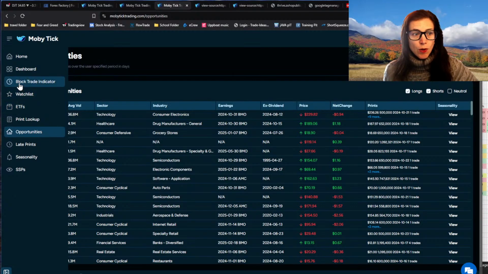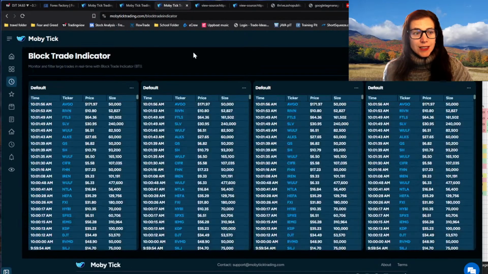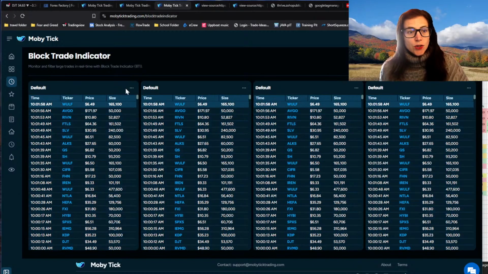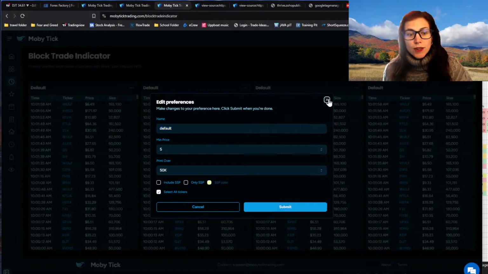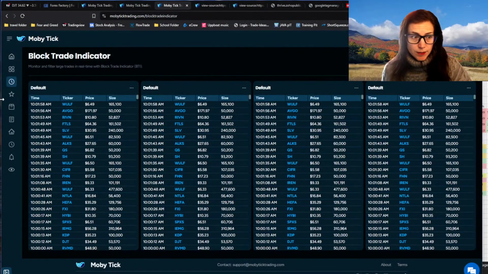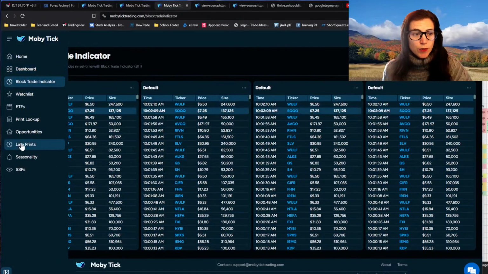You can create your watch list. You get to see the block trade indicator. You can select it to be a default name, number, and what tickers you want to have on it. All right. We have the dashboard. We have the late prints.